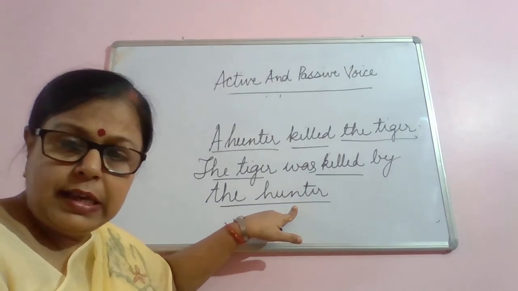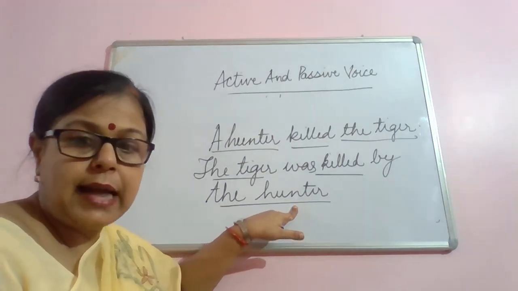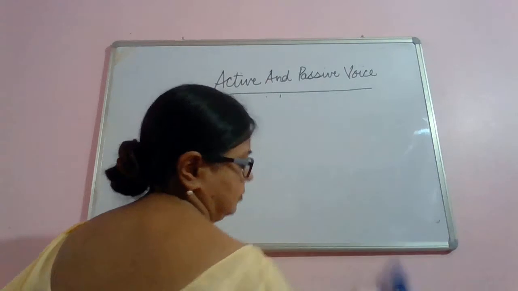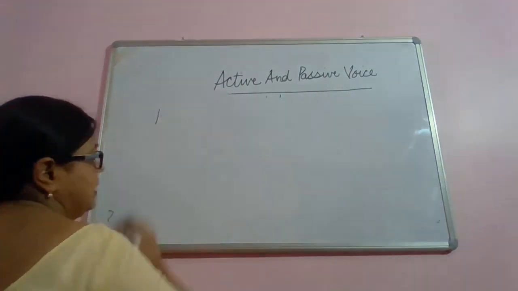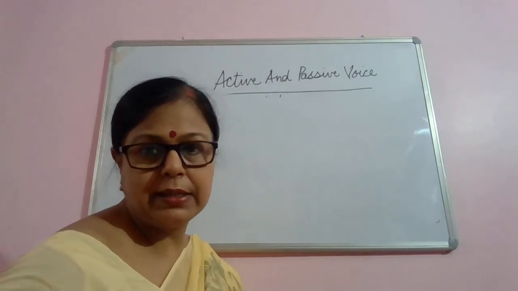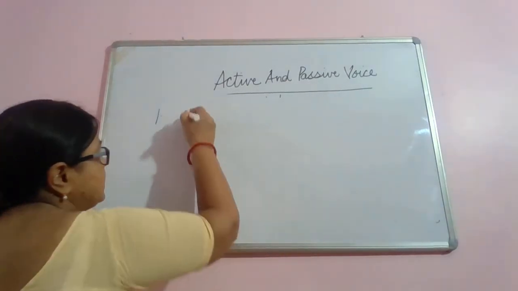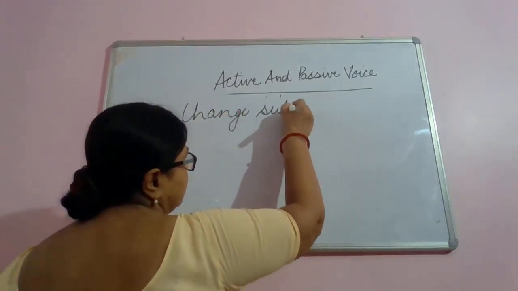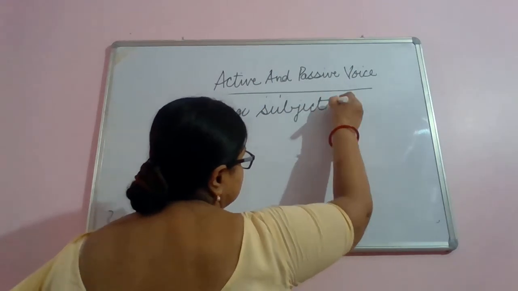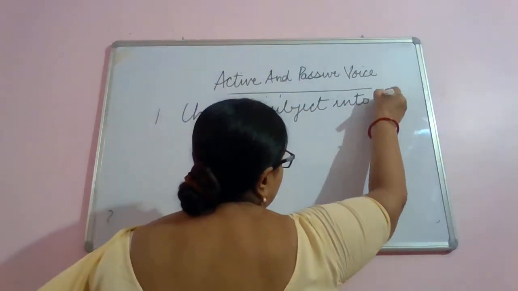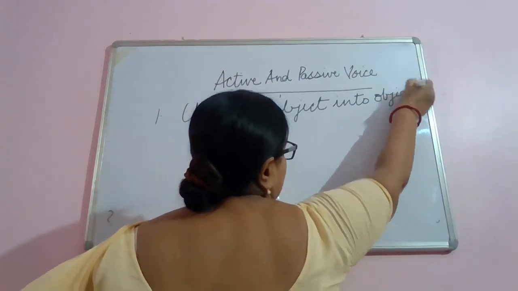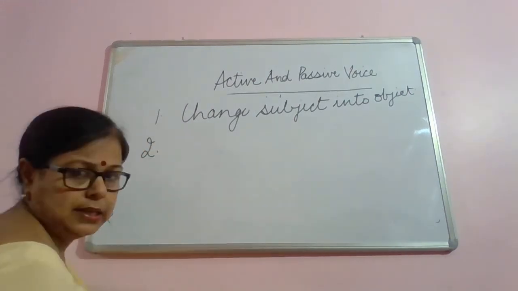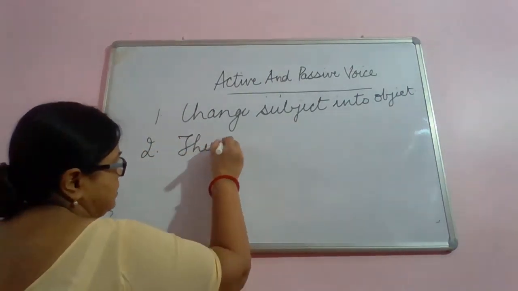So with these two sentences, we understand two things. What do we understand? The first thing we understand is that in order to change the active into passive voice, we first change the subject into object. And the second thing that we learn is the object becomes the subject.